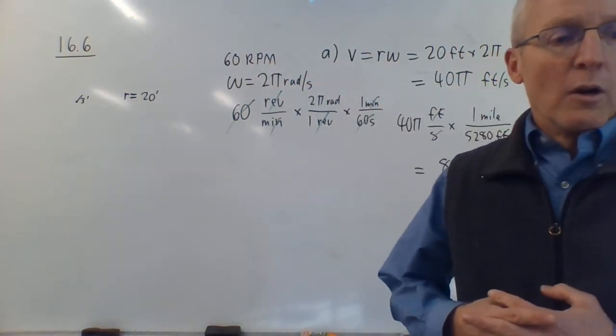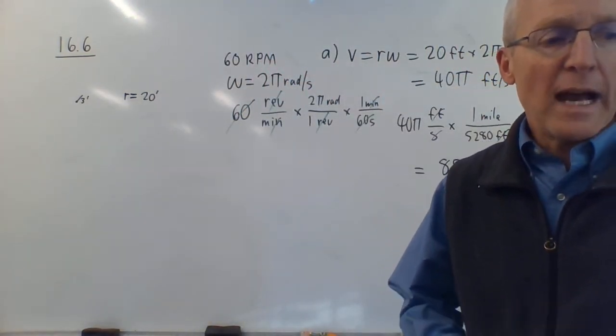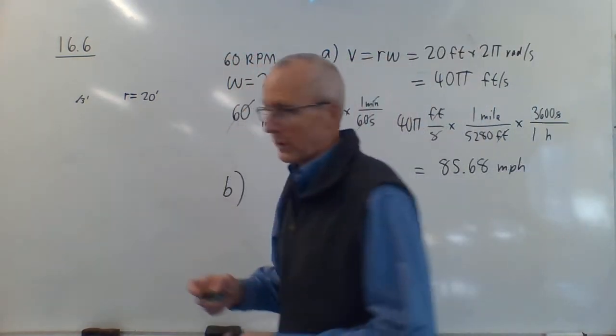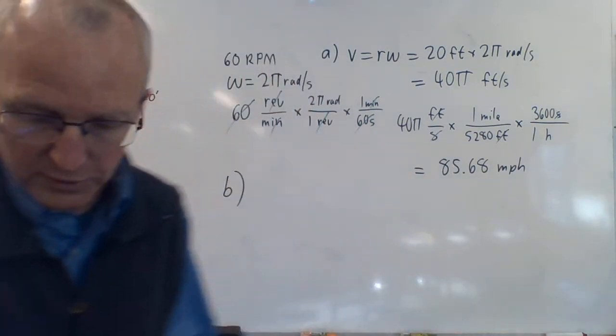Okay, what is the angular speed of the drive wheel in RPMs? Now we want the drive wheel, which I turned off, so let's look at the picture again.